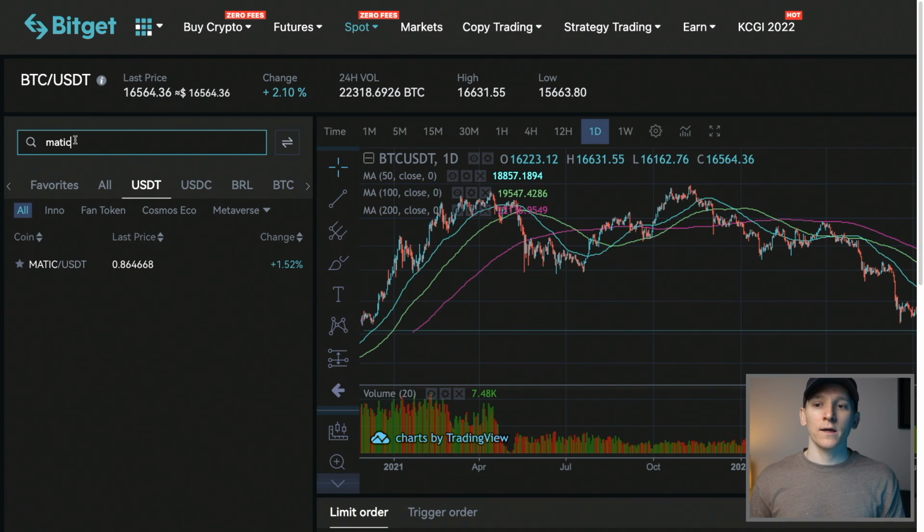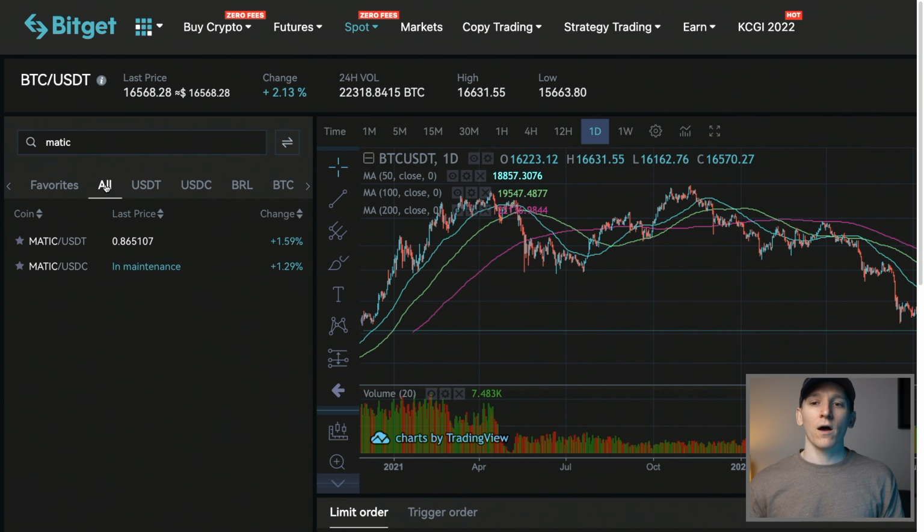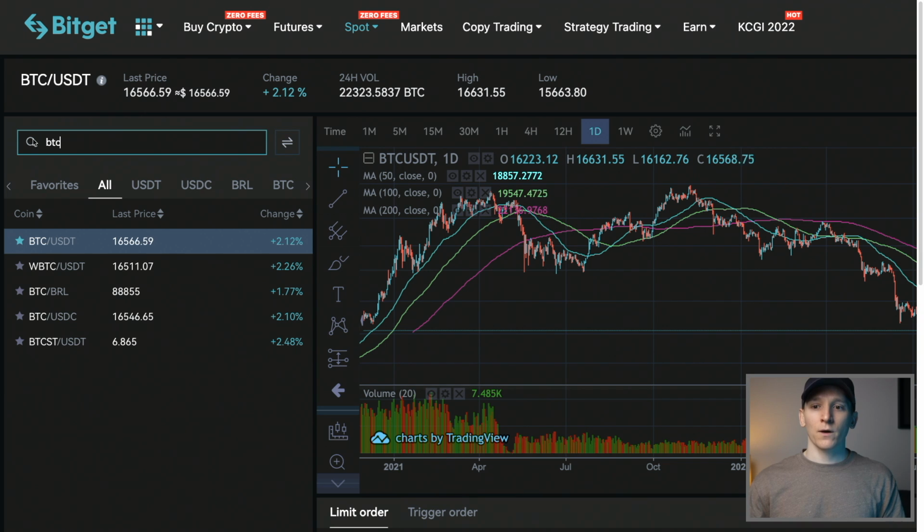We have Matic right here, which is Polygon Matic. As you can see, we have the pair here. What we can do as well is just click on all and see if there are other trading pairs as well. So if we click on all, you can see there's 2 trading pairs here, one against USDT and one against USDC, both stable coins. If we look at Bitcoin, we can also see that Bitcoin trades against a few other pairs as well. So you can search for the crypto that you want to trade, click on it, and then up over to the right hand side, it will change to this pair and all of the trading information.